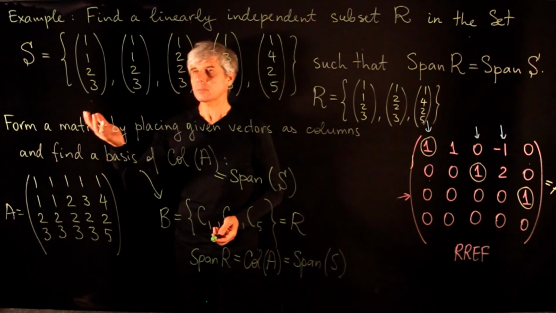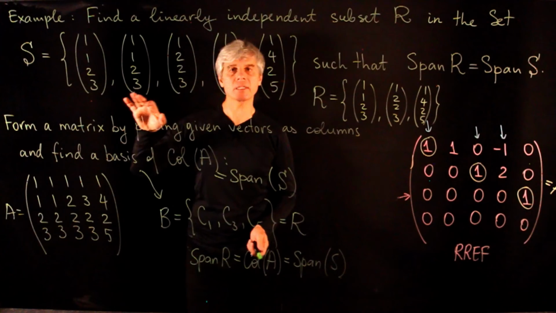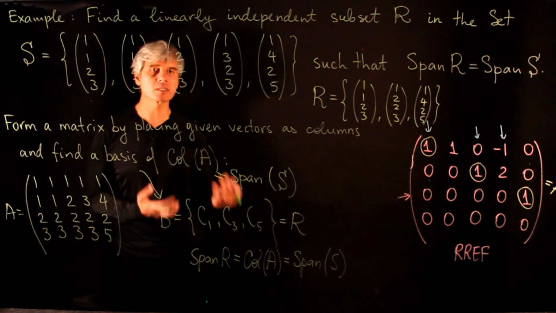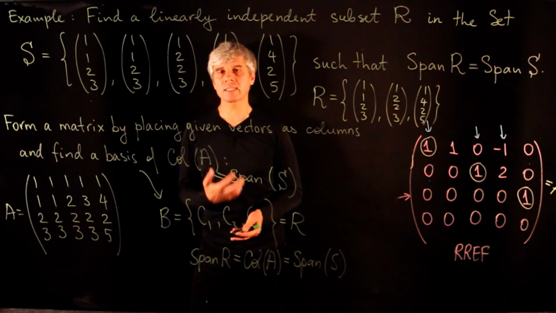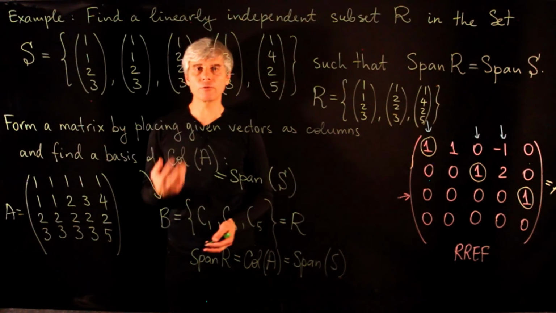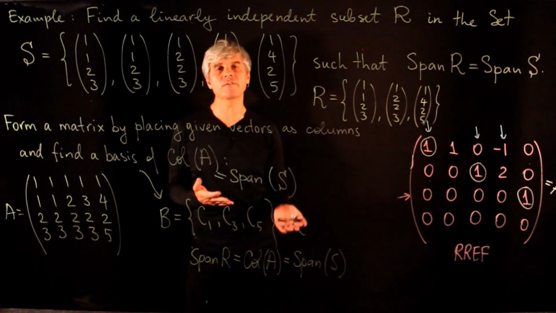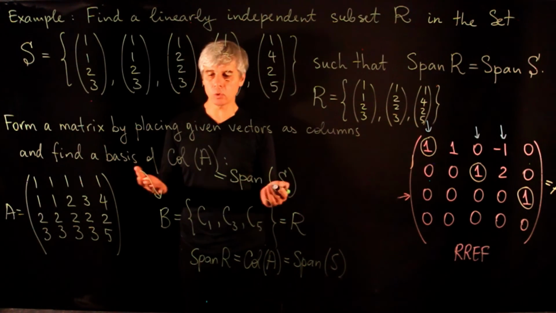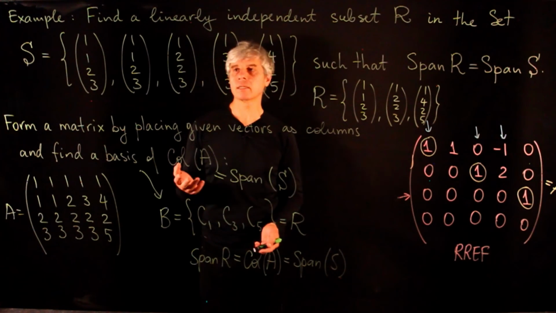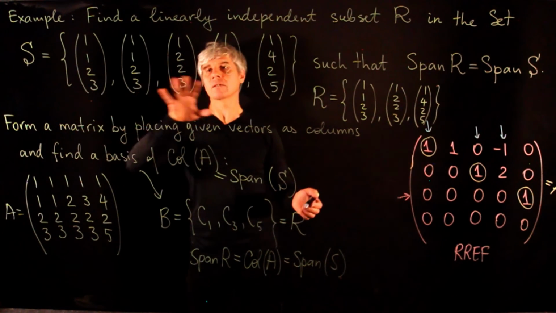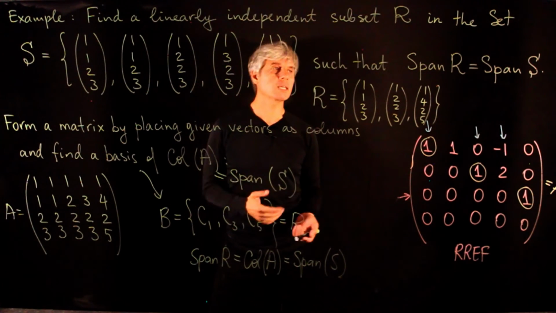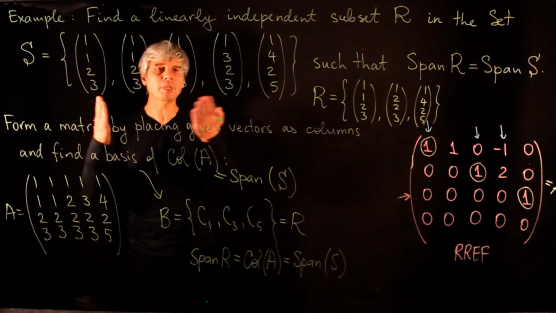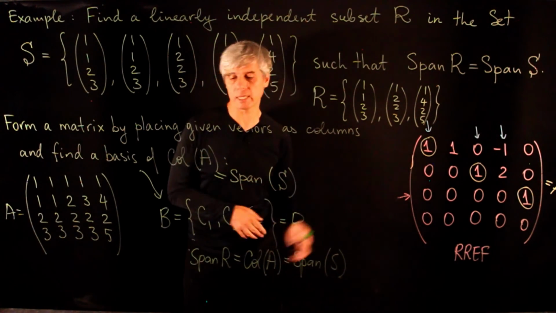So we already mentioned this before, that we have this principle that if we want to say something about vector equations, then form matrices by placing given vectors as columns. And we come here to exactly the same conclusion, that if we want to find a basis, a subset of a given set of vectors, which is a basis of their span, then we should form a matrix by placing these given vectors as columns and then do something.